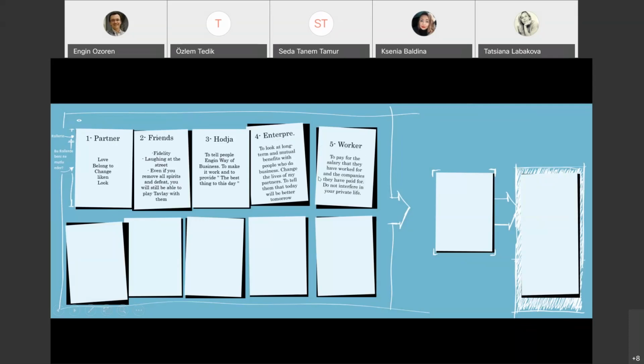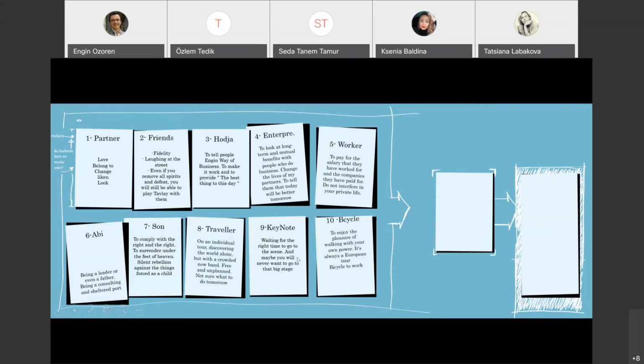You will be a worker in Pfizer. Maybe you are an abi, which means brother in Turkish. You will be a son of your mom, traveler, keynote speaker, and bicycle cyclist. These are my personas in 2014. I have 10 different personas. When I share that document with you, please fill these in for yourself and write down your sentences. After you write them, please read all of them to describe your shared motivators.